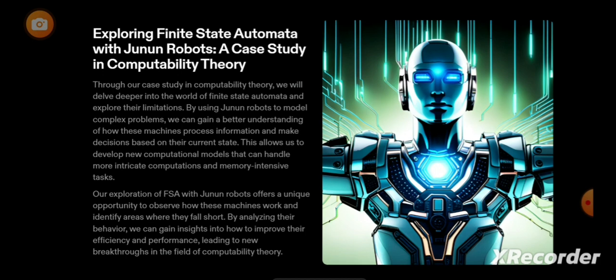Our exploration of FSA with robotics offers a unique opportunity to observe how machines work and identify areas where they fall short. By analyzing this behavior, we can gain insights into how to improve their efficiency and performance, leading to new breakthroughs in the field of computation theory.